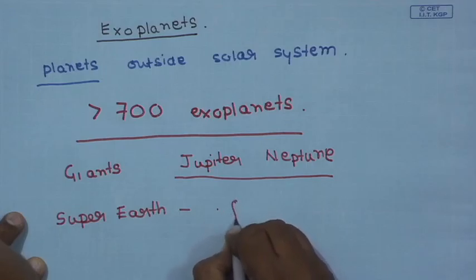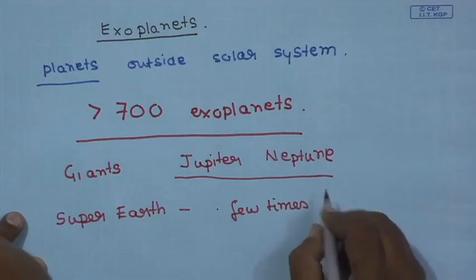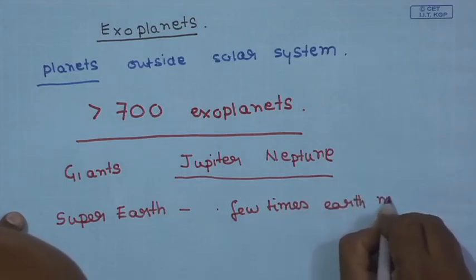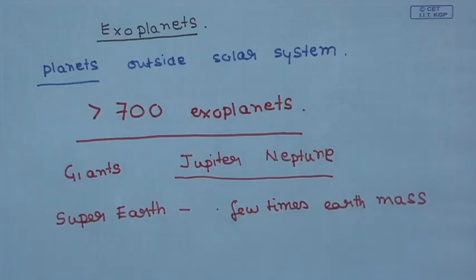So, these are a few times Earth mass. They are all still larger than the mass of the Earth. Now, the interesting question that I am sure must be in your mind at present is, how does one go about discovering a planet around a star outside the solar system?